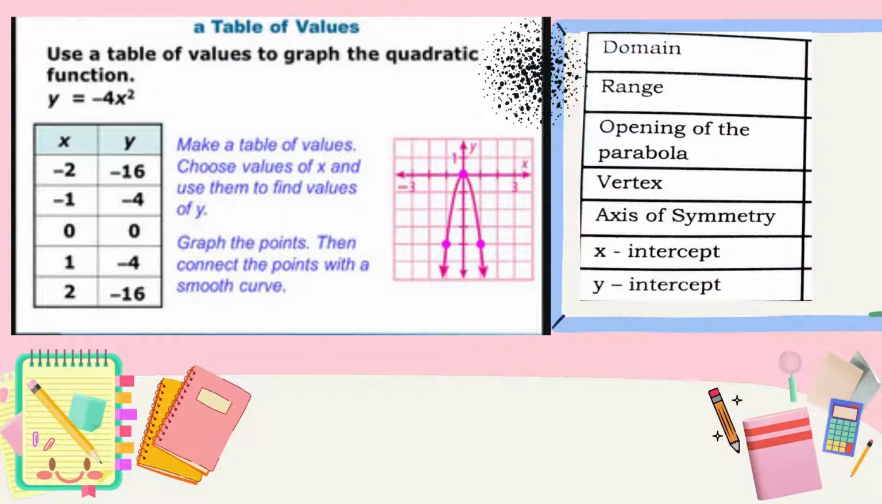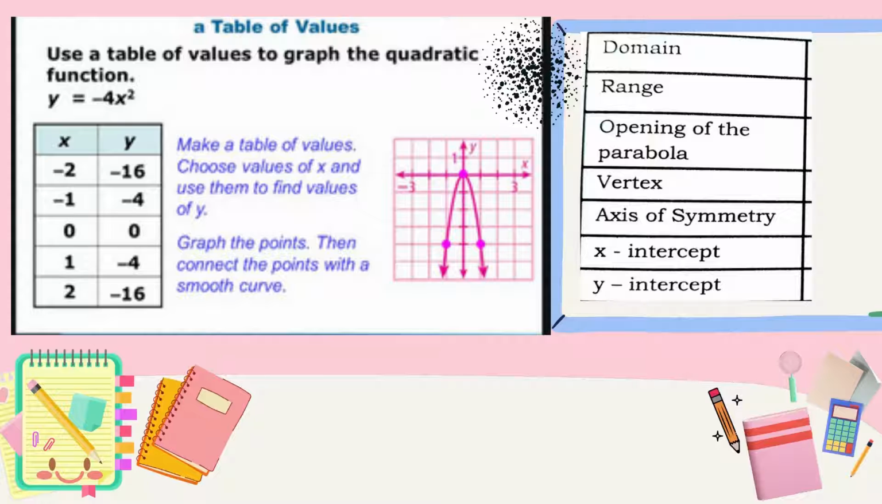Given the same quadratic function y equals -4x squared, you can get its properties. The domain or x are the set of all real numbers. The range y is the y values less than or equal to 0 or negative, since a is a negative value.